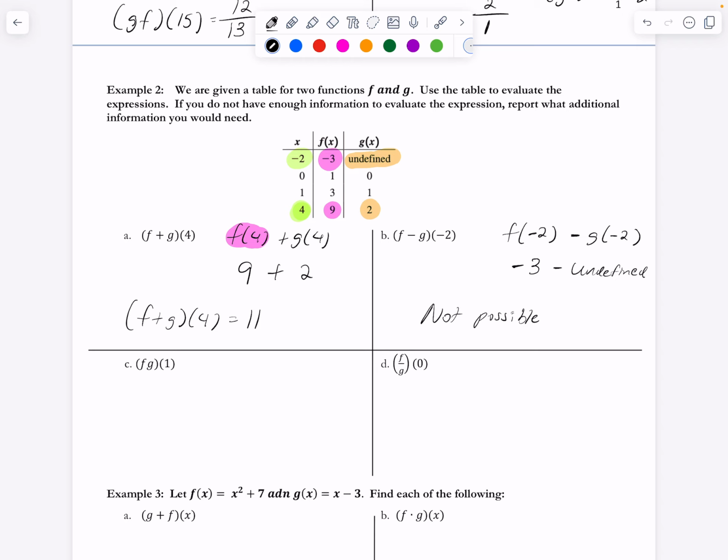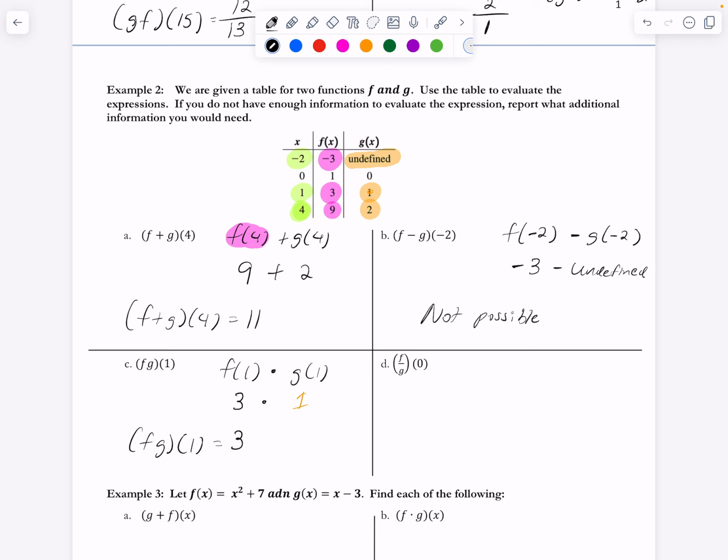Okay, let's do f times g of 1. So this is f of 1 times g of 1. I'm going to go to my table here and go to 1. My f of x function says 3, so when I plug in 1 into that function, I get 3. Go to the g of x function. Oops, my bad, sorry about that. Let's get the highlighter. And that is a positive 1, so that's going to be 1 there. 3 times 1 is 3, so f times g of 1 equals 3.